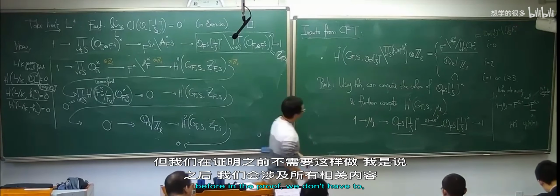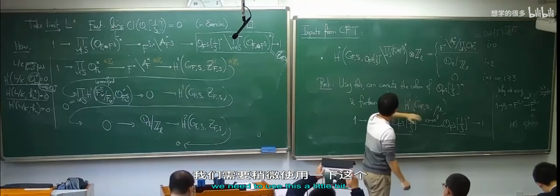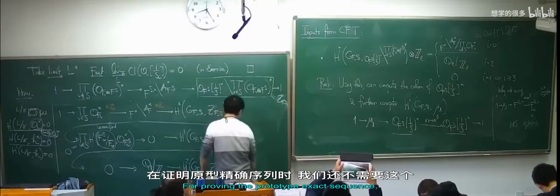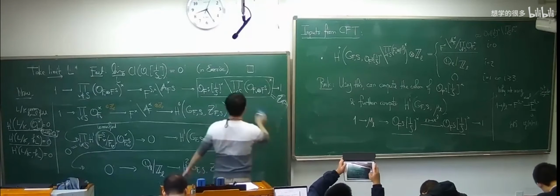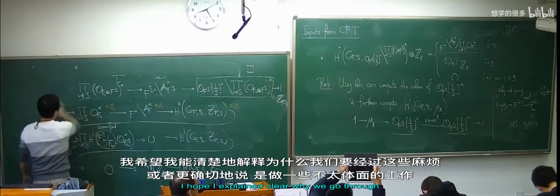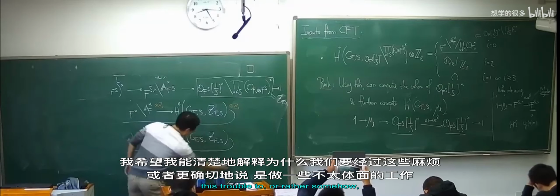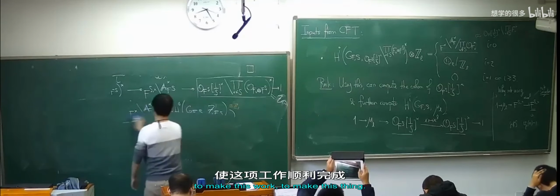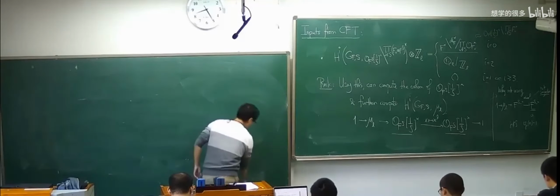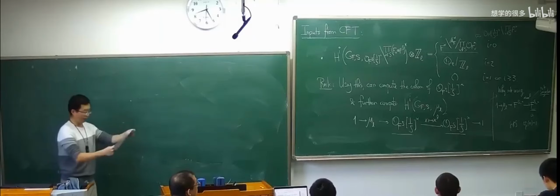But later, for all the characteristics, we need to use this a little bit. For now, we don't need this. For proving the prototype exact sequence, we don't need this yet. Okay? I hope I explained it clearly. So why do we go through this trouble, this somewhat dirty work, to make this work? Just a comment: in mathematics we always ask why we do the things we do. So that's somehow important.